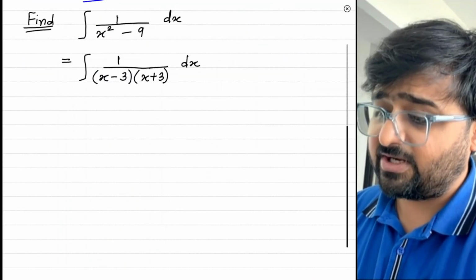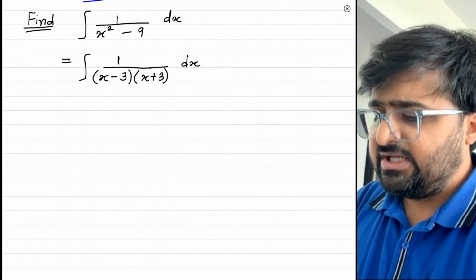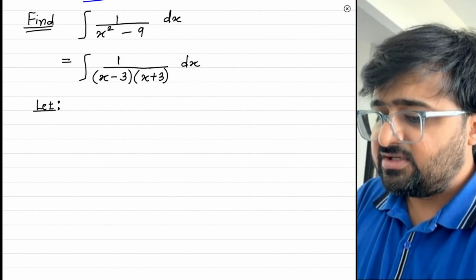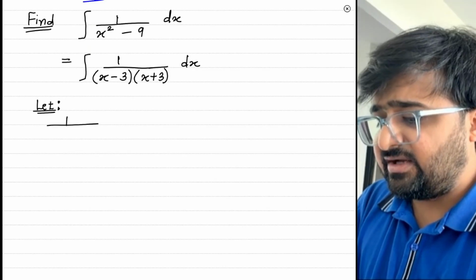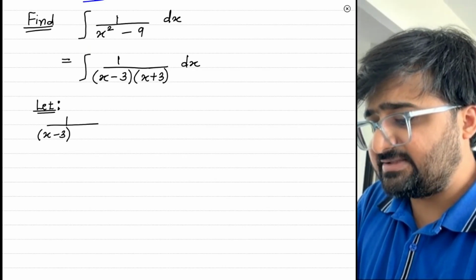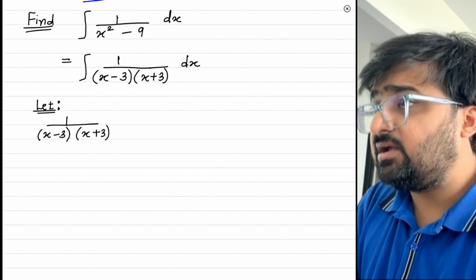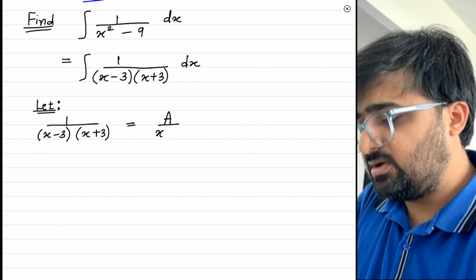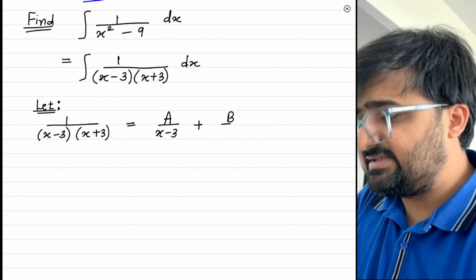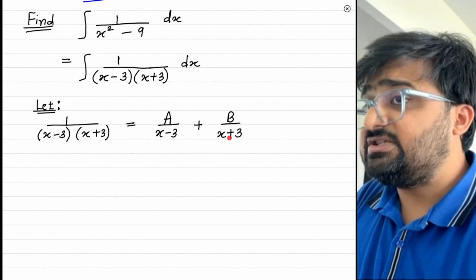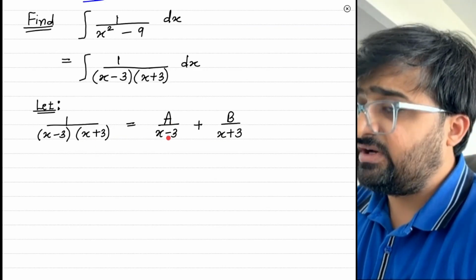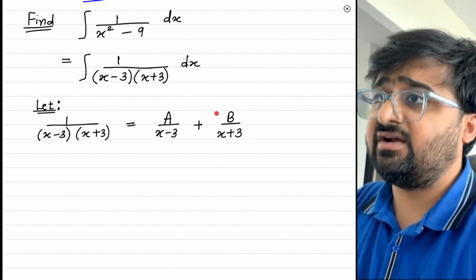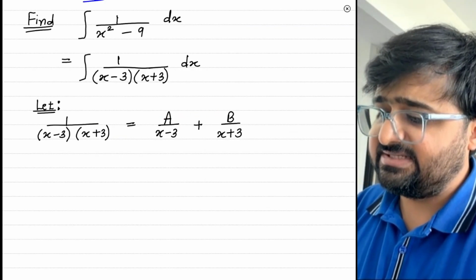Now let's see how you apply partial fractions. So we'll get into how to do it. In order to apply partial fractions, you say let 1 over (x minus 3)(x plus 3) be expressed as A over the first term plus B over the second term. So we express that as A over x minus 3 plus B over x plus 3. The moment you find the values of A and B, we are really done with partial fractions, and it becomes very easy to integrate at that point.